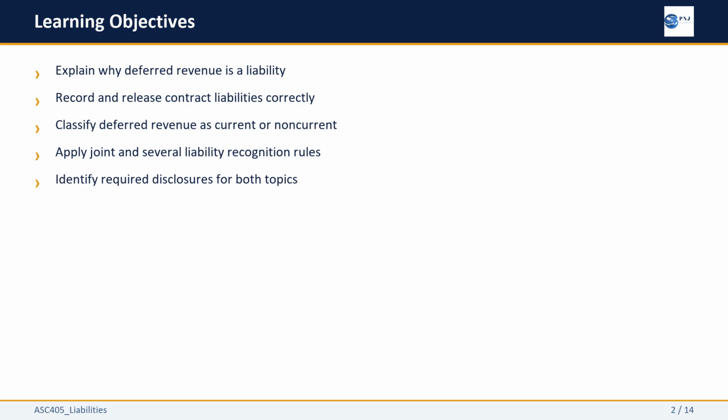By the end of this section, you will be able to explain why deferred revenue is a genuine liability and not an asset, record and release contract liabilities at the correct time, classify deferred revenue between current and non-current, apply the recognition and measurement rules for joint and several liability, and identify the required disclosures for both topics under U.S. GAAP.